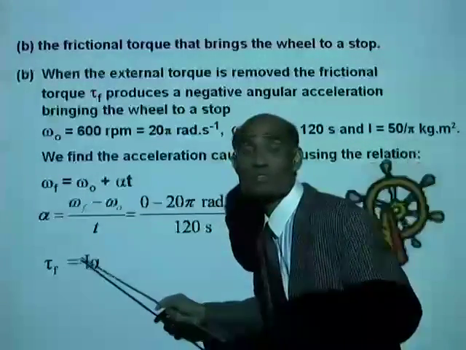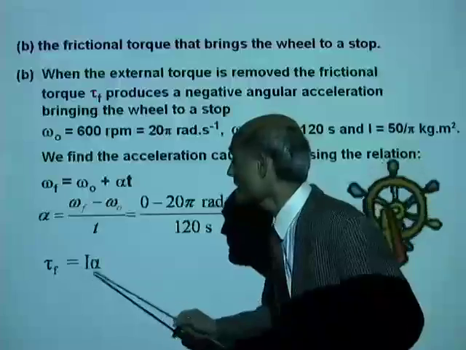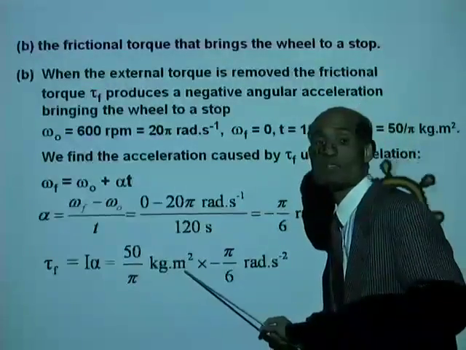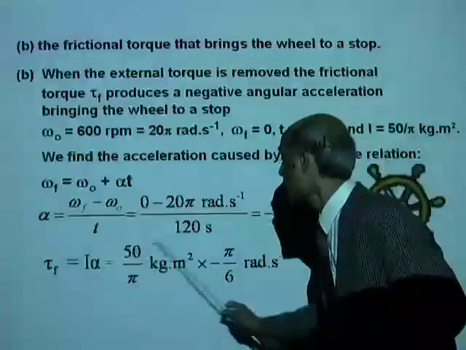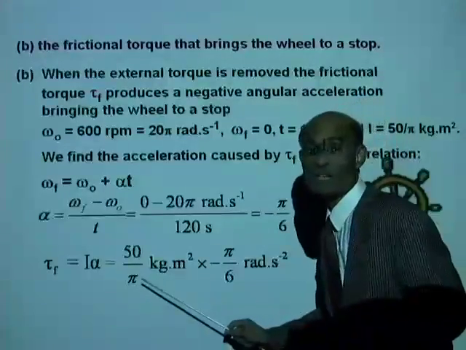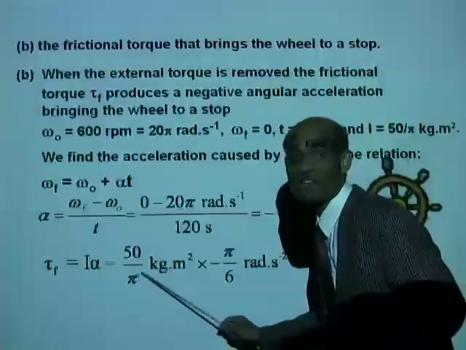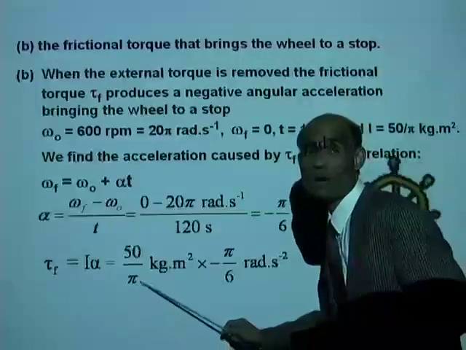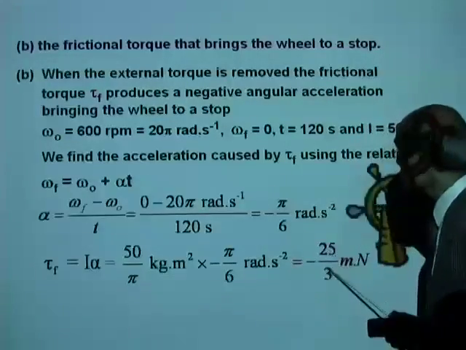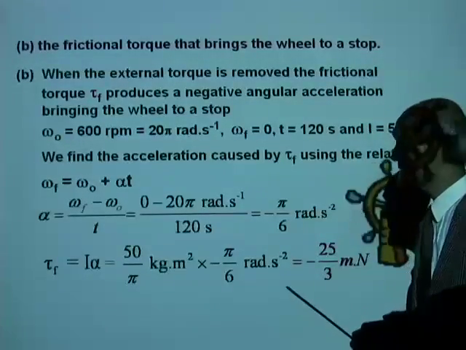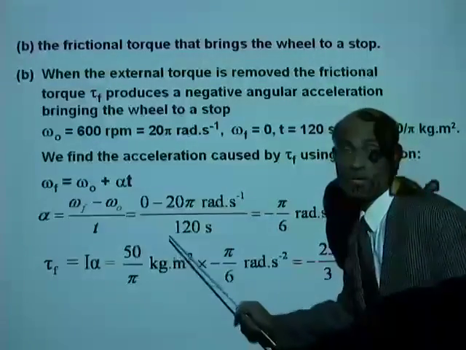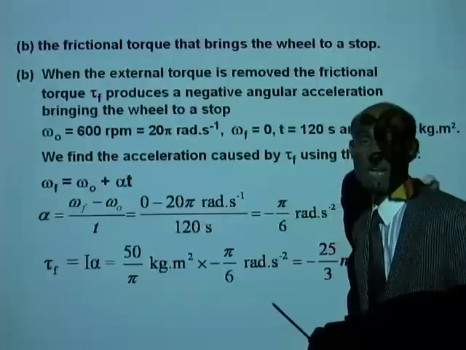Tau f equal to I alpha. I is 50 divided by pi kilogram meter squared, times alpha, which is negative pi over 6 radian per second squared. And you see the advantage of leaving the answer in the exact form. You can see the pi and pi will now cancel. That is negative 25 over 3 meter Newton, the frictional torque. Alright, that's a good problem, and I want you to learn how to do problems like this.